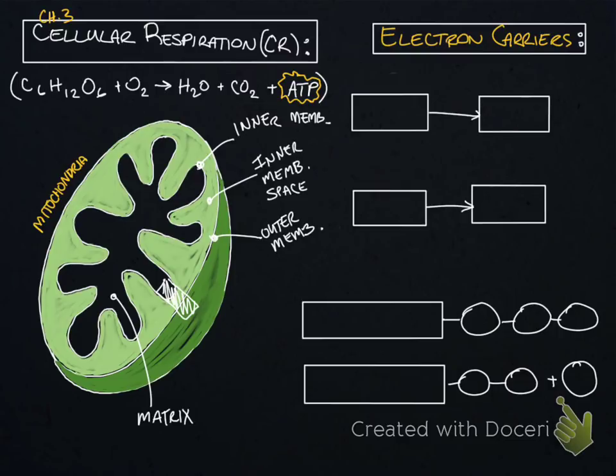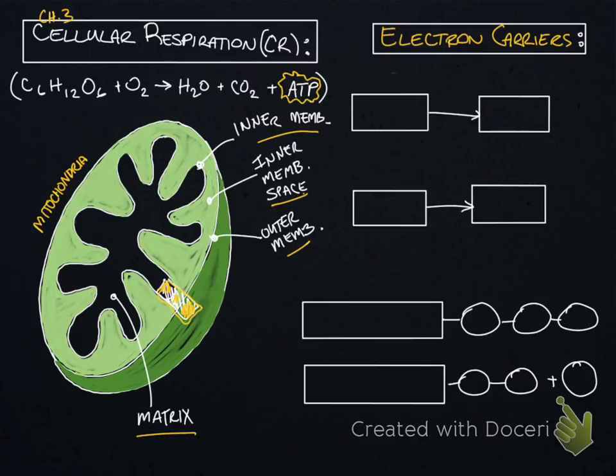It's important we know the anatomy of the mitochondria: the matrix, the outer membrane, the inner membrane space, and then the inner membrane. And this is the section we're really going to be looking at, right outside the mitochondria, the matrix, and within the inner membrane space. This is where cellular respiration happens. So let's get some of these definitions out of the way.